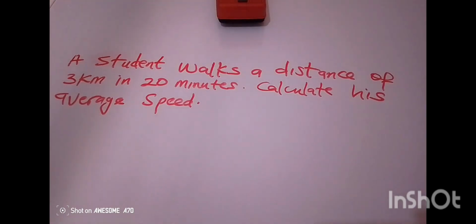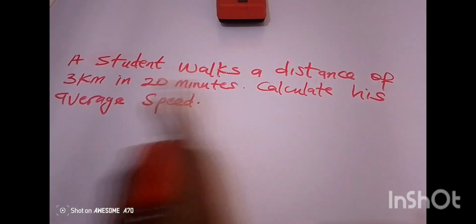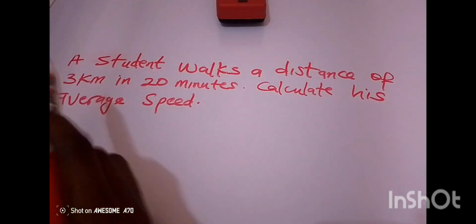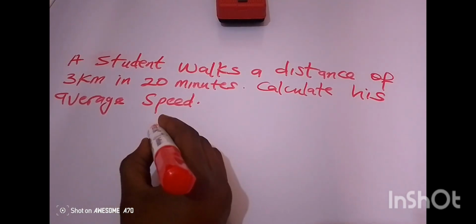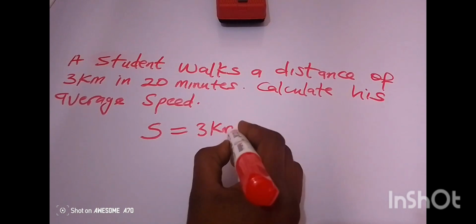Alright, now let's look at example 1. A student walks a distance of 3 kilometers in 20 minutes. Calculate his average speed. The first thing you need to know is the parameters. You have to take the parameters of what we are given. Looking at the question, distance is 3 kilometers. Distance is denoted with s, so s is given as 3 kilometers.